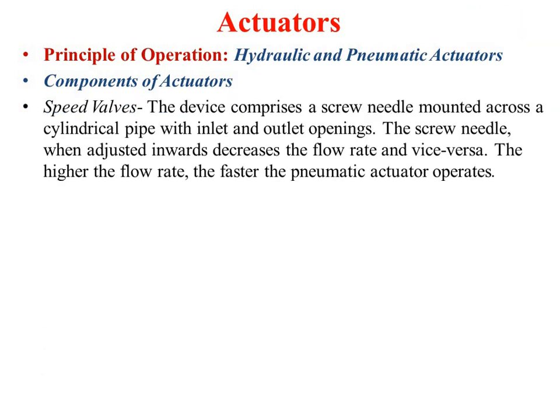Then the next one, again we are continuing with the speed valve. The device comprises a screw needle mounted across the cylinder pipe with the inlet and outlet opening. The screw needle is adjusted in such a way that moving it inward will decrease the flow rate and vice versa. When it is taken out in an anti-clockwise direction, the flow rate will be increased and it will work faster in the pneumatic actuator.